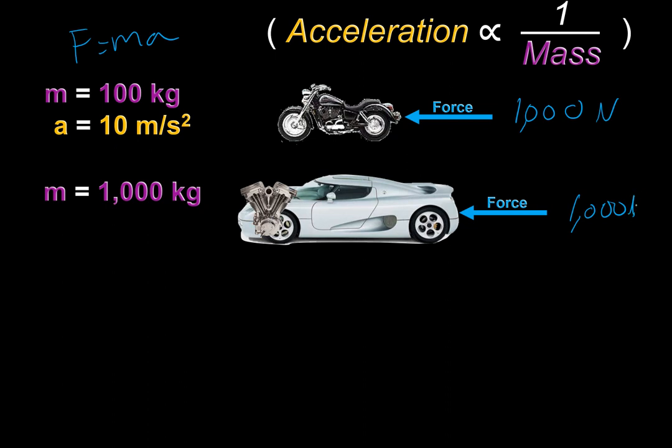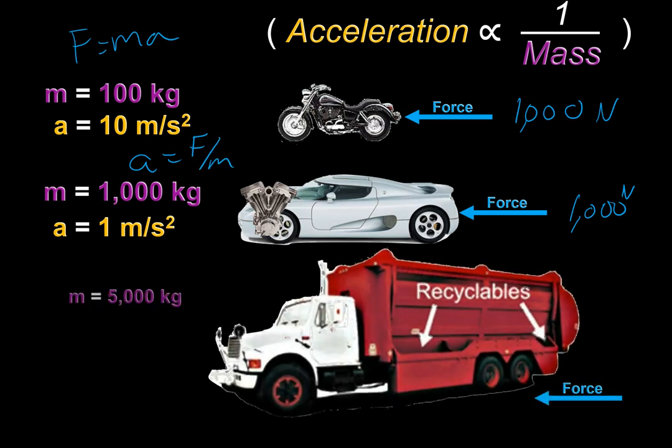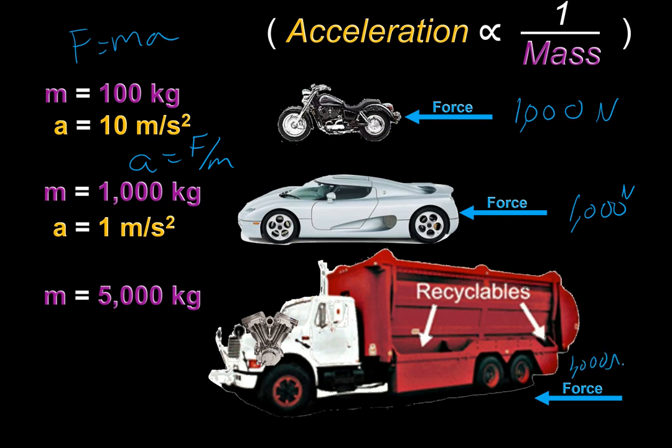Trying to put a unit on the end and it's not allowing me. Therefore, our acceleration would have to be 1, because acceleration equals our force divided by mass. So now if we do it again, we have a big recycling truck, that same force. It's really not going to be able to move, right? It's going to be crawling.